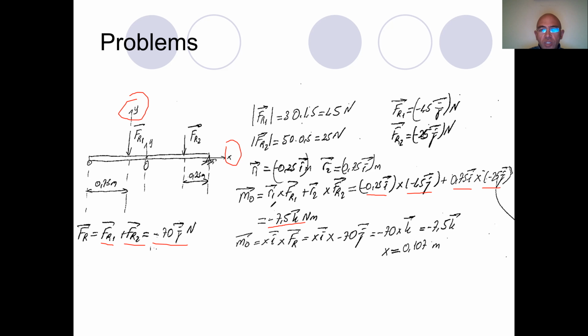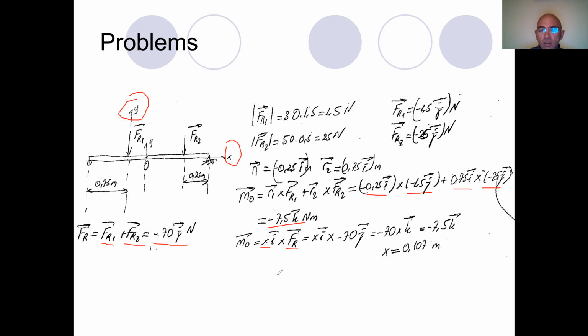Now, the moment generated by the distributed load has to be equal to the moment generated by the resultant force. Now, I know the magnitude and direction of the resultant force. It is minus 70 j vector.